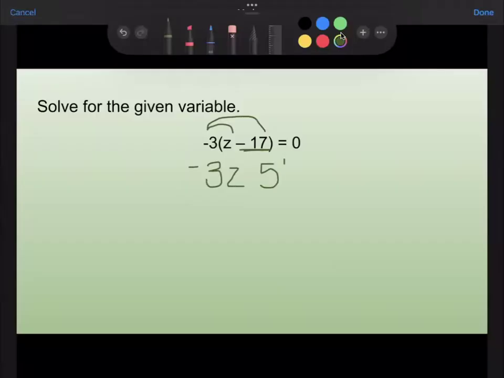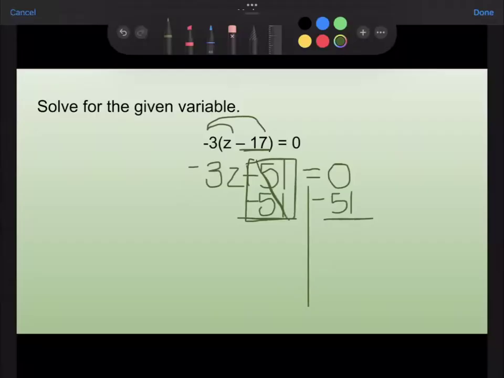So I'm going to add 51 to both sides. That's going to be equal to 0. Okay, so that is what we're going to end up with over on that side. Okay, let's keep going here. Now that we've distributed, what we need to do is subtract 51 from both sides so that we can get it away from that z. This cancels out to be 0.